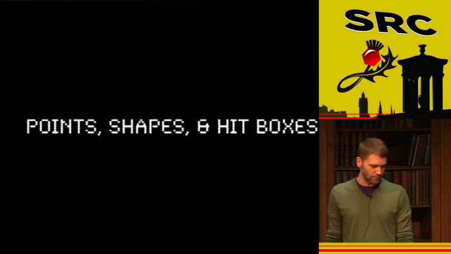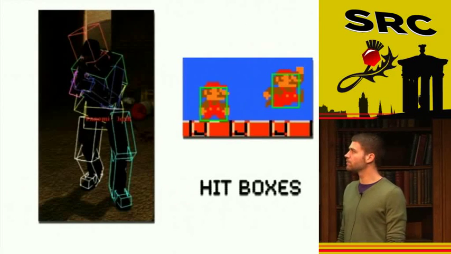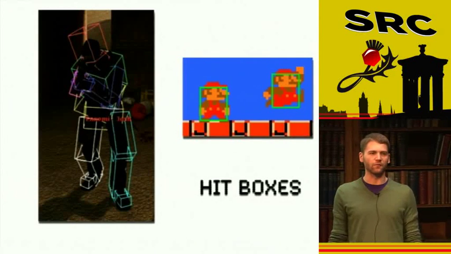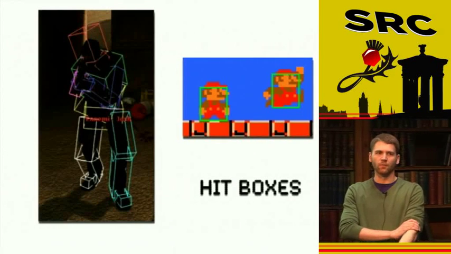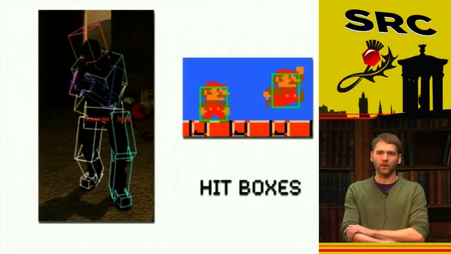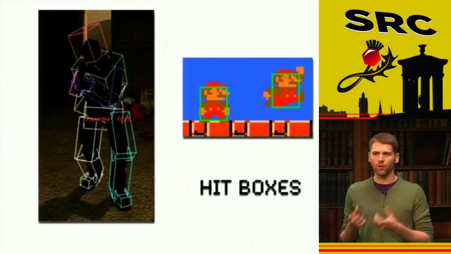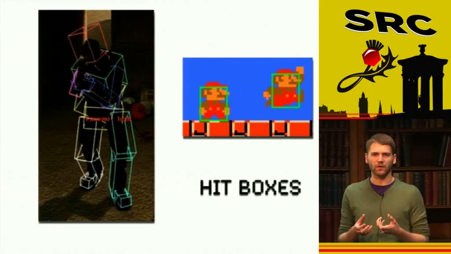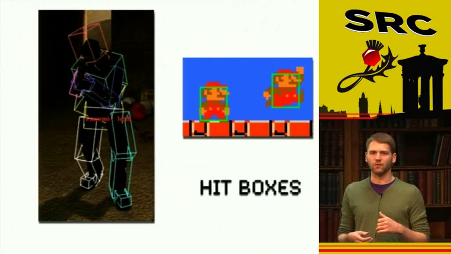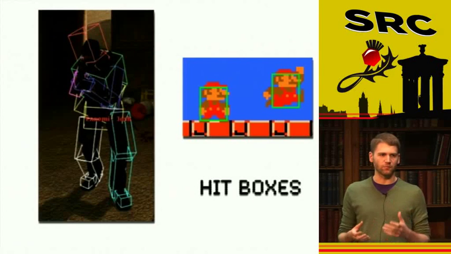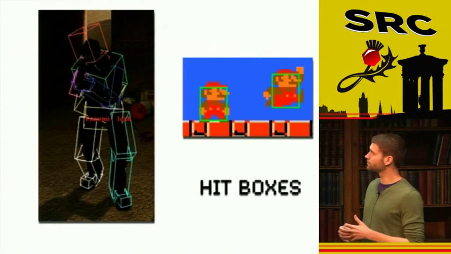Okay, so let's talk about points, shapes, and hitboxes. So points is just a reference to the fact that in most simple 2D games like this, and in particular in Pong, we're just talking simple point-based physics. We're not talking about taking into account mass or density or anything other than just basic particle physics.